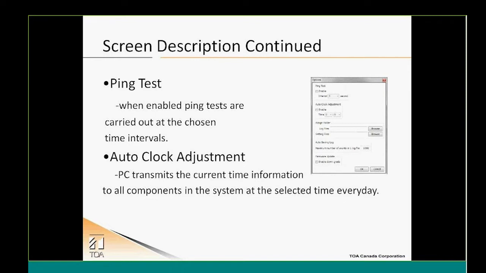When enabled, the PC transmits the current time information to all components in the system at the selected time every day. Please keep in mind that the auto clock adjustment only operates when the maintenance software is open and connected to the system.